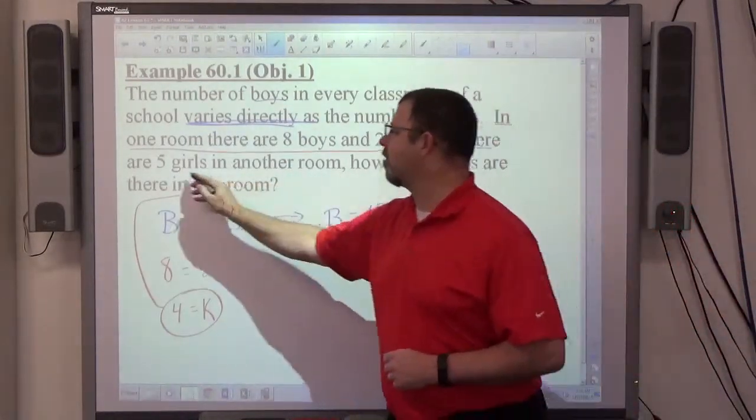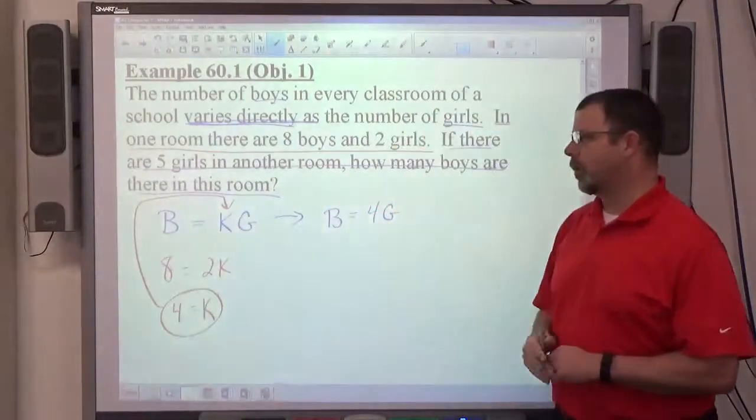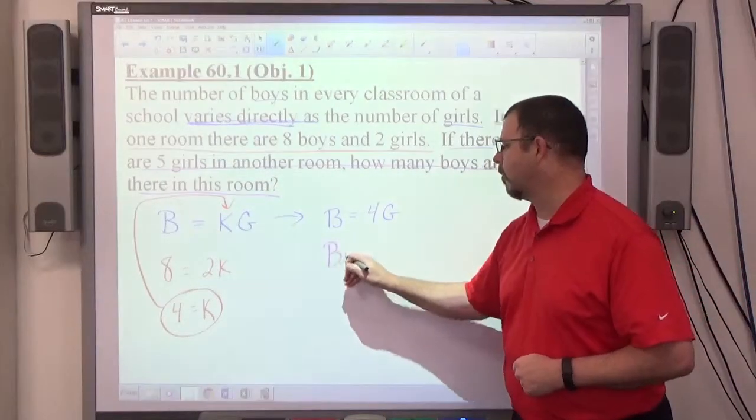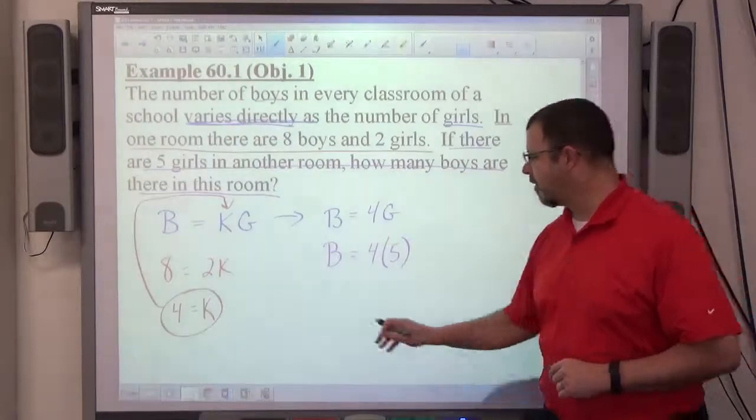The final sentence is going to give us our task. If there are 5 girls in another room, how many boys are there? So what do we not know? Boys. But we know girls, right? So how many boys is what we're looking for? We know there are 5 girls. 4 times 5 is equal to 20.